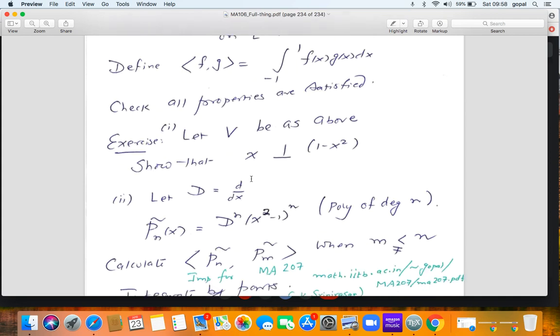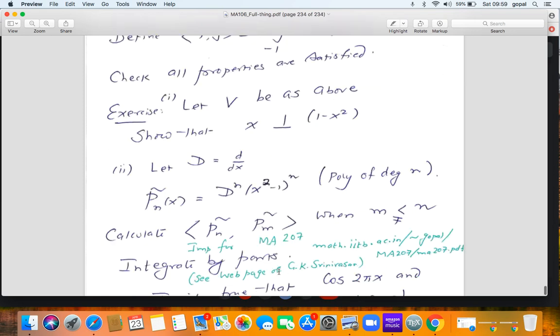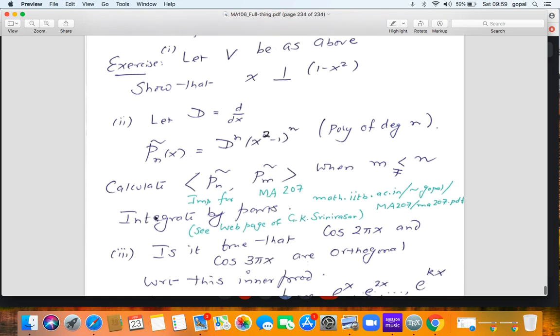Let capital D be d/dx, the derivative. And let us take this polynomial (x squared minus 1) to the power n. (x squared minus 1) to the power n is a polynomial of degree 2n, and I differentiate it n times, I get a polynomial of degree n. This polynomial is going to be denoted by Pn tilde. Why Pn tilde? Why not Pn? Because I need to normalize it in a suitable way. When Pn tilde is normalized suitably, you get Pn. So now I want you to check that if m and n are not equal, then this Pn tilde and Pm tilde are orthogonal. Hint: integrate by parts.